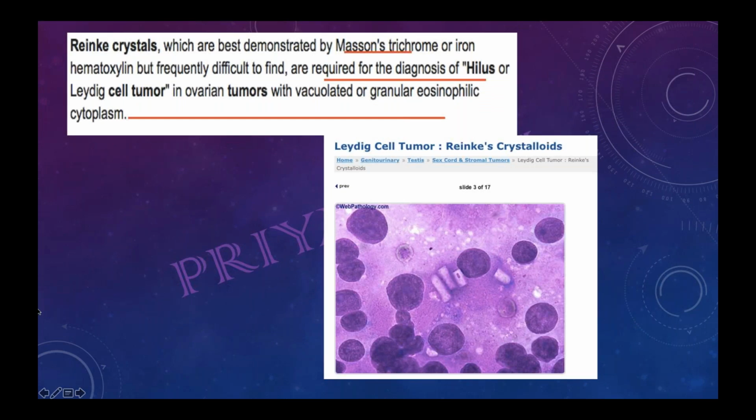Apart from this, I have seen a question from this also, because in the RCOG course there was a question. They gave you a picture: Reinke crystal is diagnostic of which tumor, or present in which tumor. The answer will be Leydig cell tumor. So you have to remember this. You will find a direct question from this line.